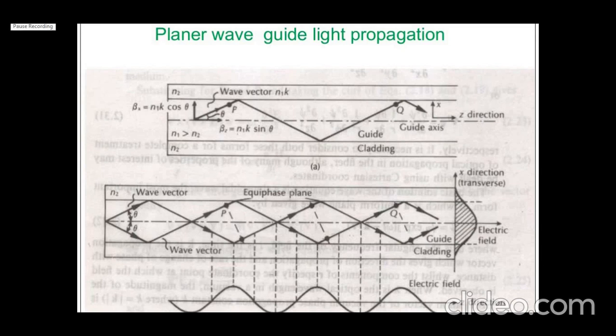For planar waveguide light propagation, students, we have taken an example graph over here. When we try to find out from the graph, we just want to see that this is the cladding part. Here n1 is greater than n2, we see the ray is passing and getting touched to the core-cladding interface. This is touching the core, right? Core-cladding, and it is getting back to the outer layer.